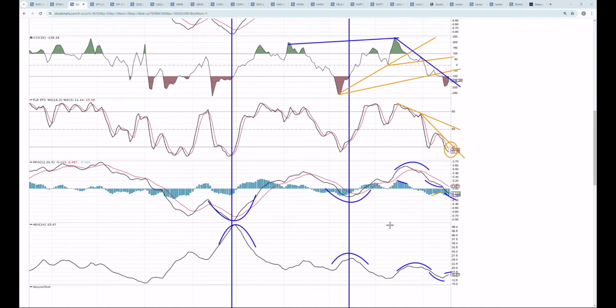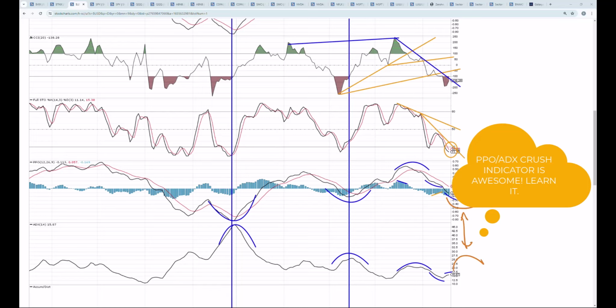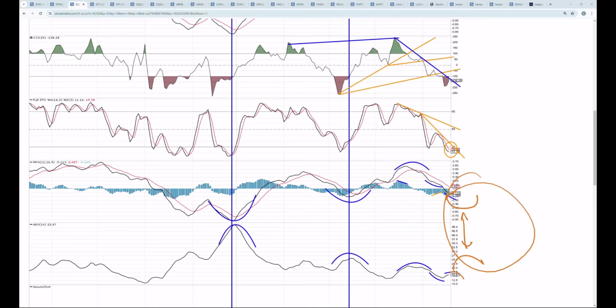And then let's look at what the PPO-ADX is saying. PPO-ADX looks like they may be forming another bullish formation. If I get this cup formation, this is what I call the crush. This is a very powerful bullish formation. It hasn't formed yet. We're thinking about it. It needs to start curling over to form this formation.